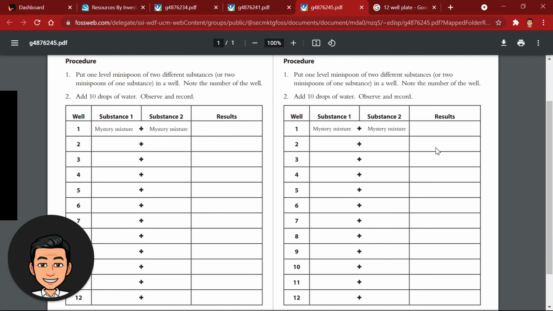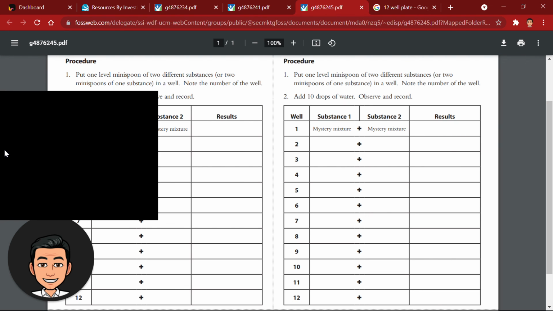What do we see? Do you see bubbles happening? Do you not see any happening? Is there anything else going on that you observe? Record that all so we can compare it to the mystery mixture and be one step closer to figuring it out.